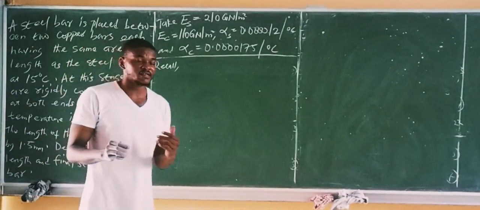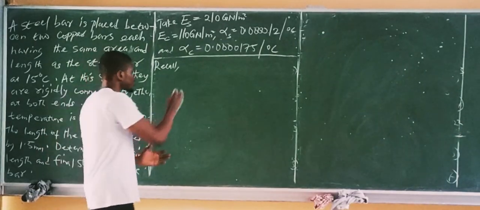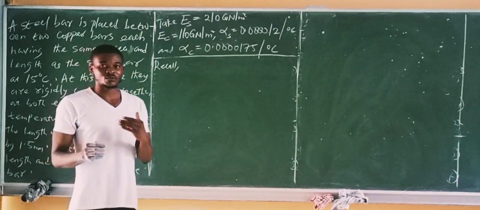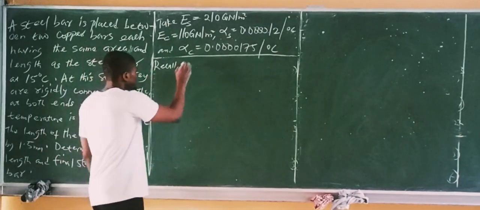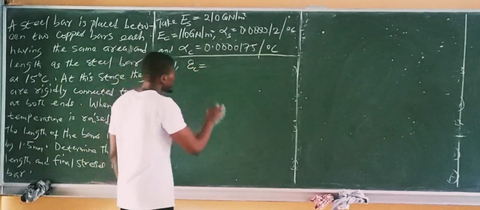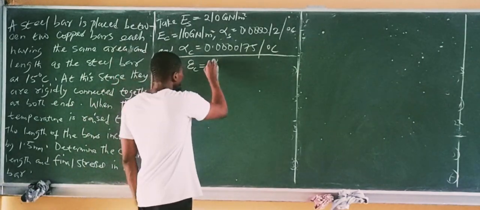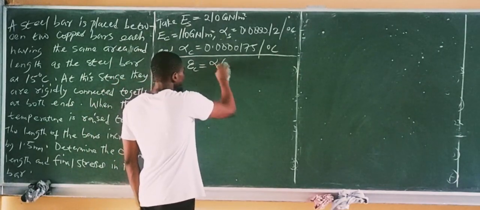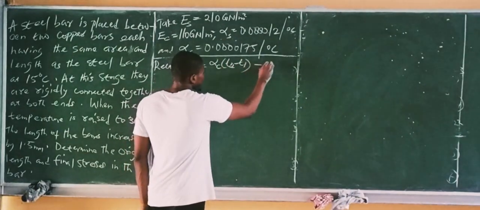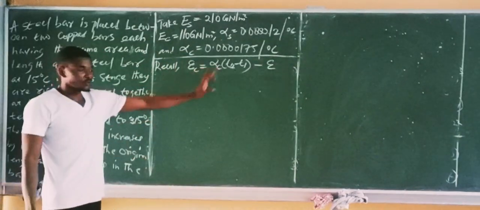Recall that when I started the explanation for thermal stress, I said that whenever a particular material is subjected to a temperature change, then the strain on the material, let's say for copper, since copper has a higher thermal expansivity, is simply the thermal expansivity of copper times the change in temperature T2 minus T1, minus the common strain. So we're going to employ this now to solve.